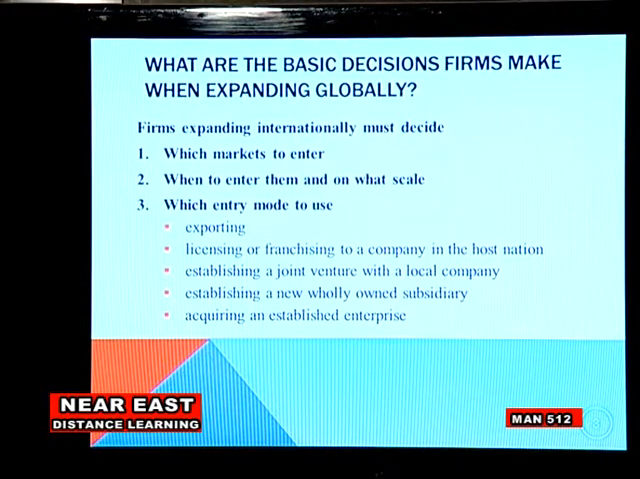So we have exporting. You can sell your goods directly to another country. You can have licensing or franchising to a company in the host nation. So Starbucks is the case, or Costa Coffee. These are all franchises. McDonald's, KFC, you can think about. They are all the same concept. They franchise or license out the business model and another contractor carries it out for you.